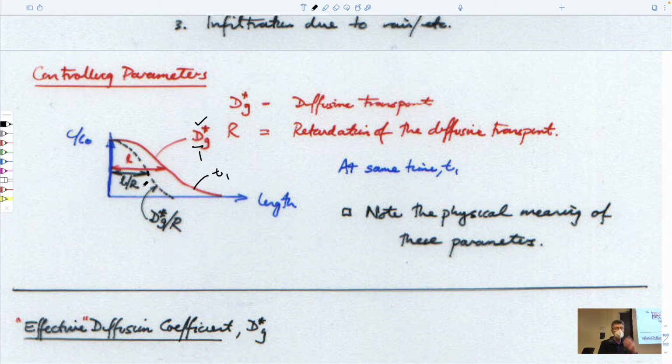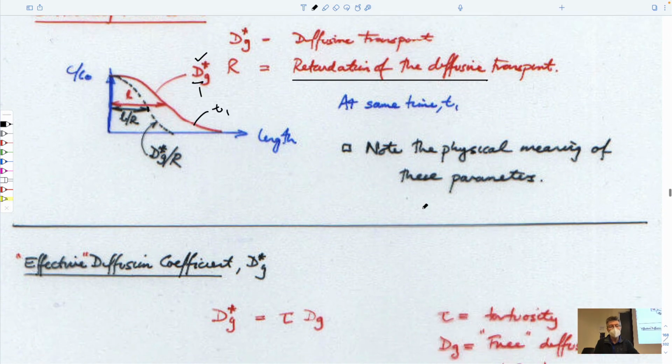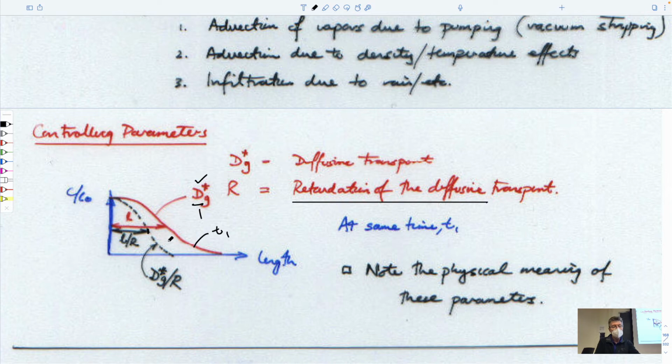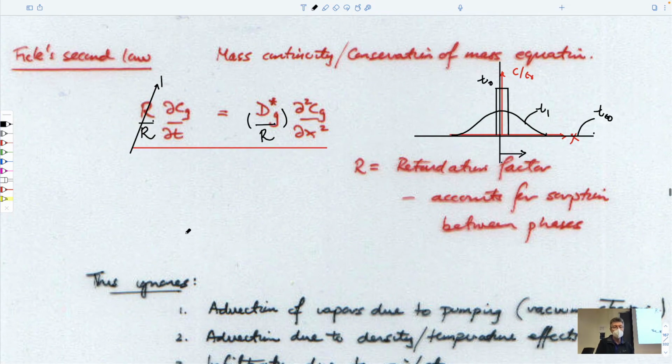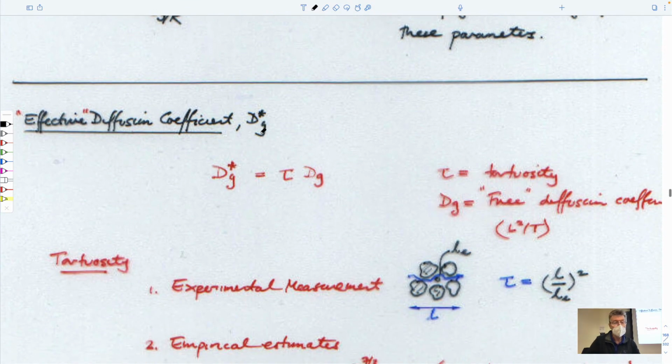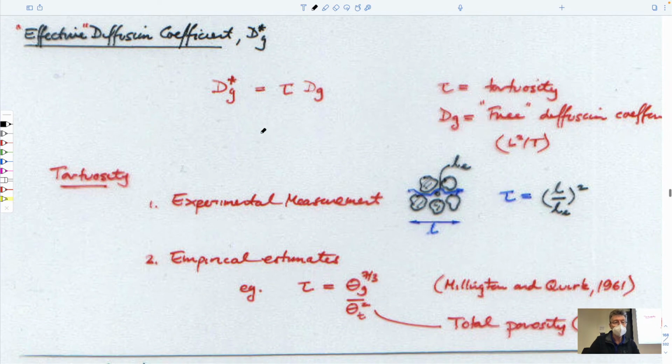That's physically the meaning of the retardation. So we haven't really said what retardation factor is yet for diffusive fluid transport, but that's what we need to be able to do. If we want to define this diffusive transport, I suppose we need to figure out two things: what the effective diffusion coefficient is, and exactly what the retardation coefficient is. If we can do that, then we have everything we need to solve these problems using the equations we already have.